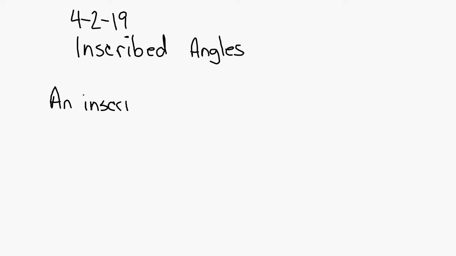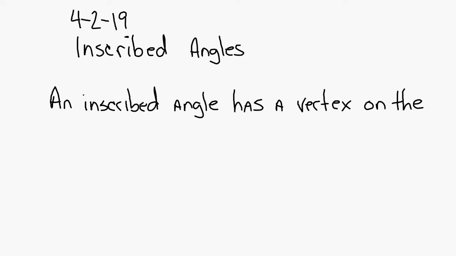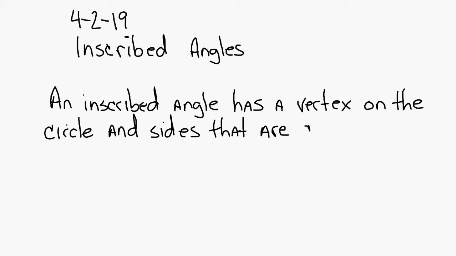Alright, today we're going to talk about inscribed angles. An inscribed angle has a vertex on the circle and sides that are chords. An inscribed angle has a vertex on the circle and sides that are chords.